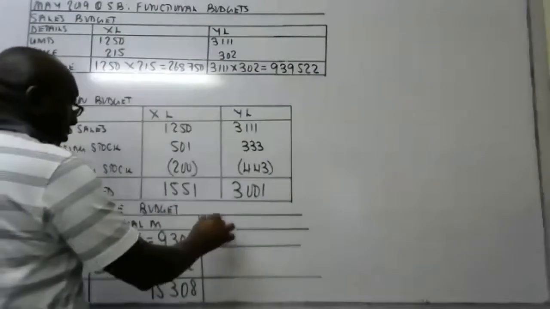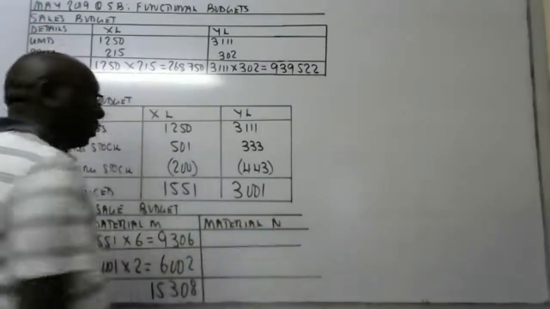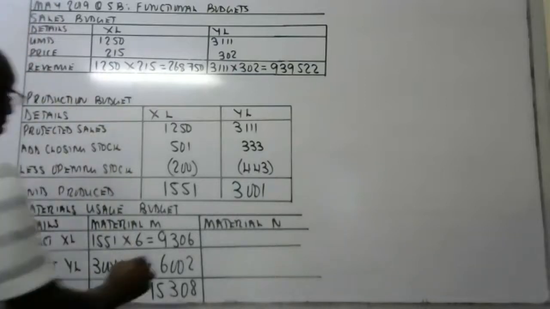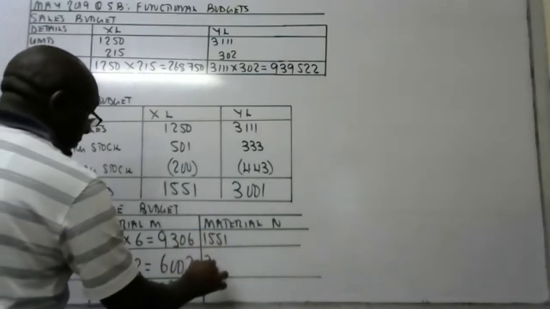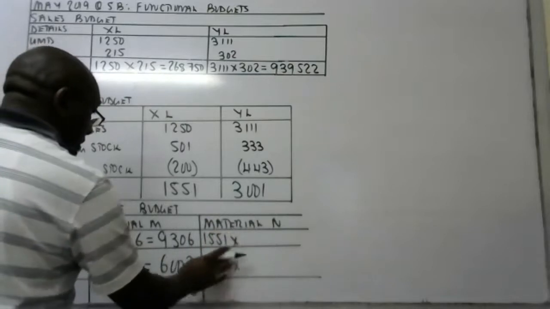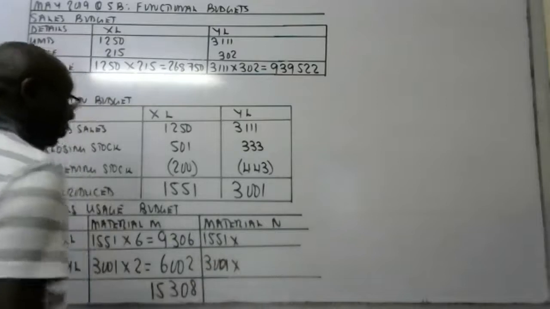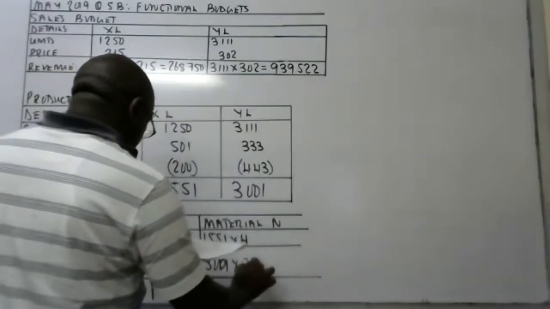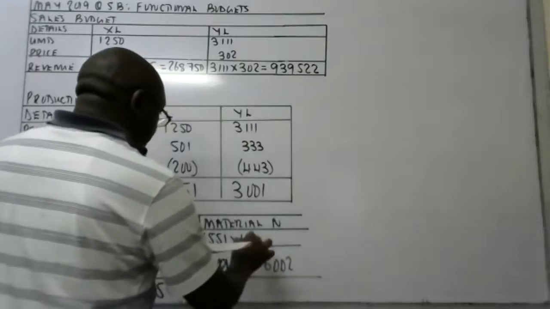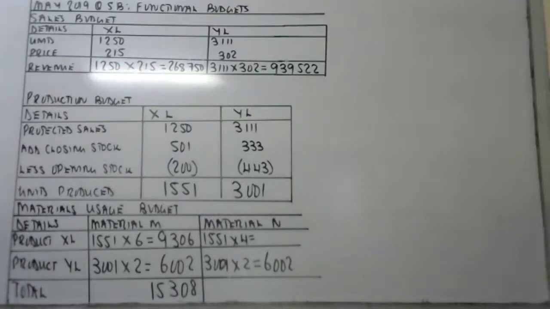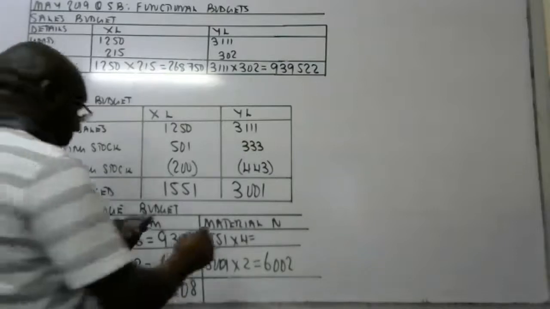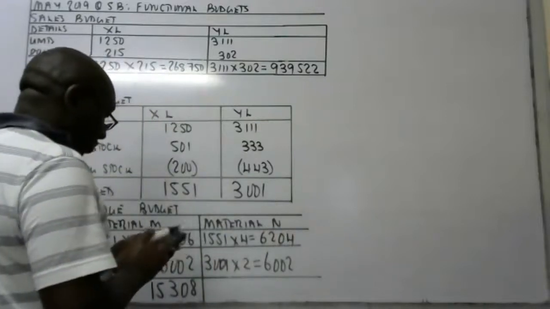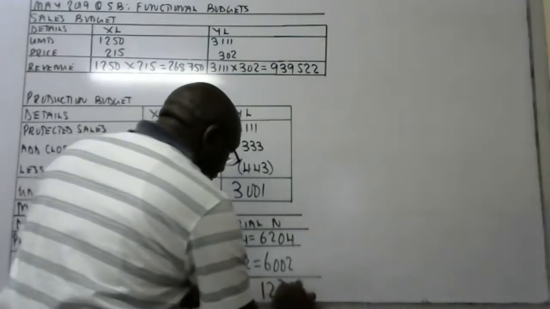Then you proceed to material N. Now for material N, you also do the same thing. You bring the units produced here, multiplied by the requirements, which are 4 and 2. So this will still be 6,002. Then 1551 times 4 is 6,204. If you add 6,002, you are left with 12,206.